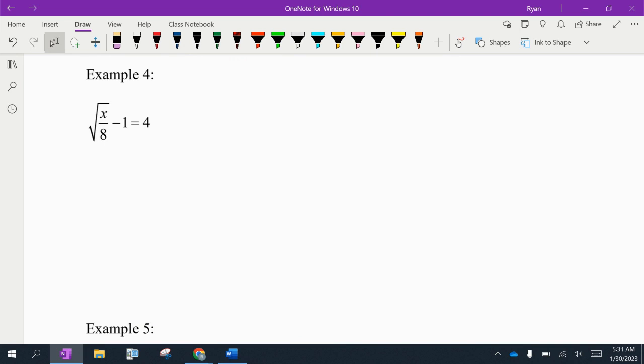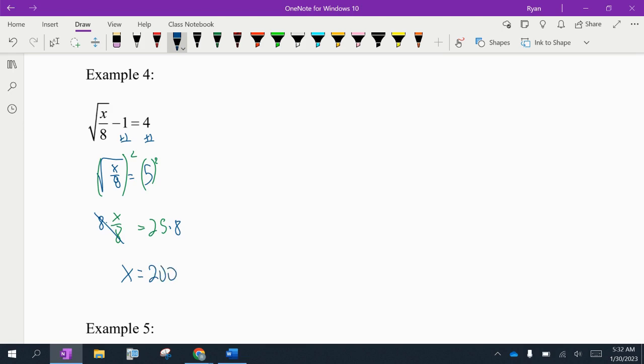Example 4. Once again, we still need to isolate this x, so add 1 to both sides. Plus 1, so this is equal to 5. Next step, you're going to square both sides. Square the left, we get x over 8. Square the right, we get 25. And we still need to get this x by itself, so how about you multiply by 8 to get that out of the denominator? We'll multiply the other side by 8 as well. So I believe then x equals 200. 25 times 8 is 200.